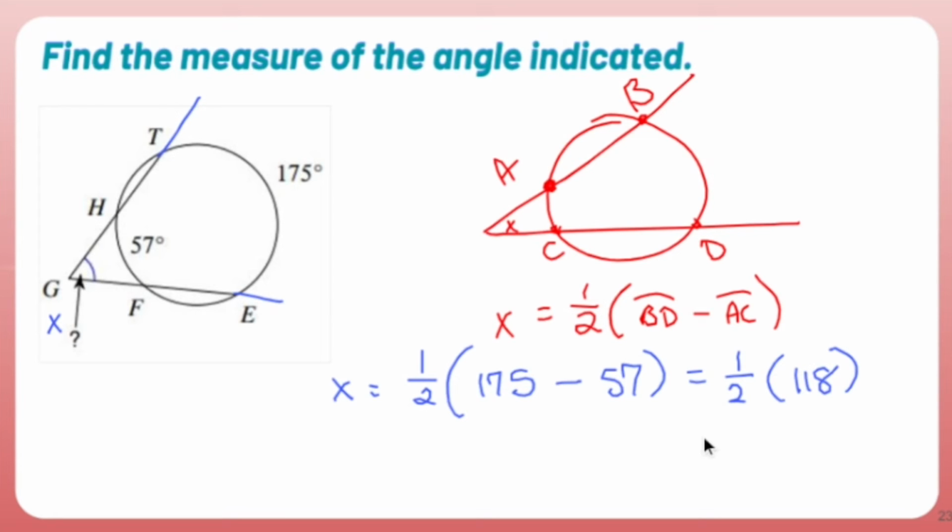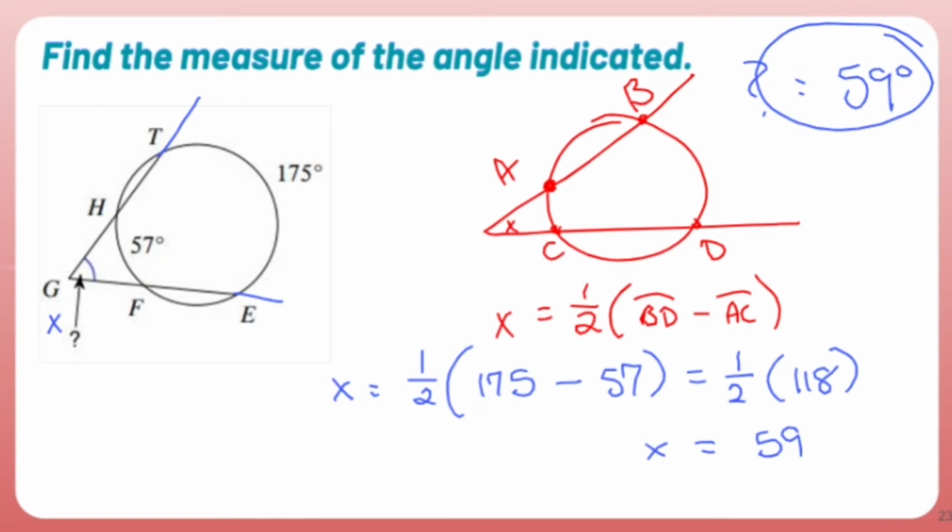Yep. And half of 118 is going to be 59. So X is 59, which means the measure of the angle is going to be 59 degrees. Okay, fun. Secants.